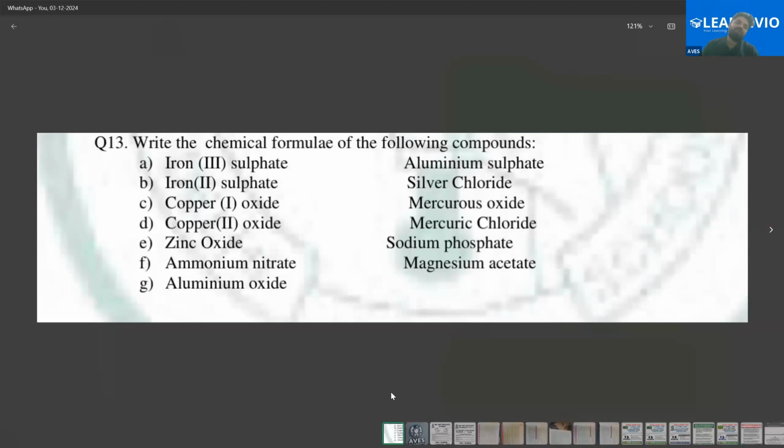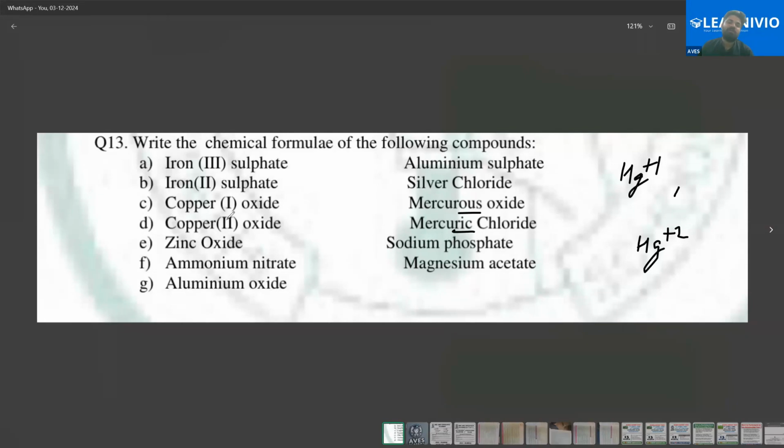Please try to write down the molecular formulas of these compounds. I think we have not written the valency of silver. Silver is Ag positive. Mercurous is Hg1 positive and mercuric is Hg2 positive. Otherwise, if iron is written 3, you have to take the valency of iron as 3, and here it is written 2, so you have to take the valency of iron as 2.